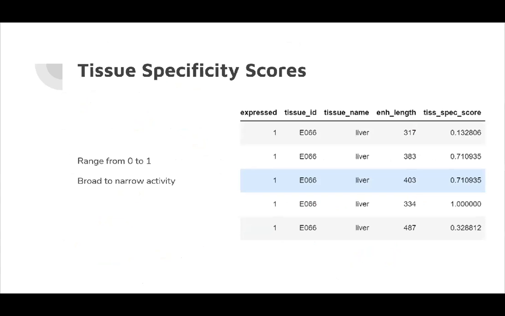Tissue specificity scores range from 0 to 1, 0 showing broad activity and 1 showing narrow activity. So a score of 1, like you can see in this fourth row, would essentially say that that specific enhancer sequence is only active in liver tissues, but a score of 0 would indicate that that enhancer sequence is active across 10 different tissues.